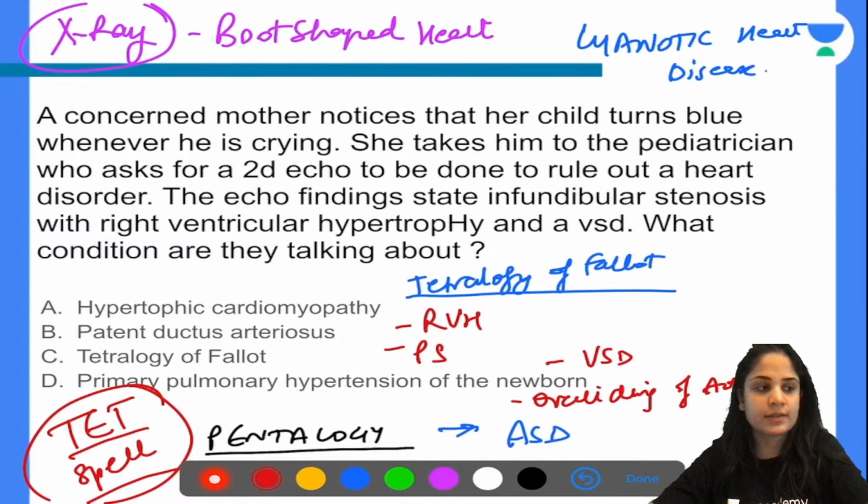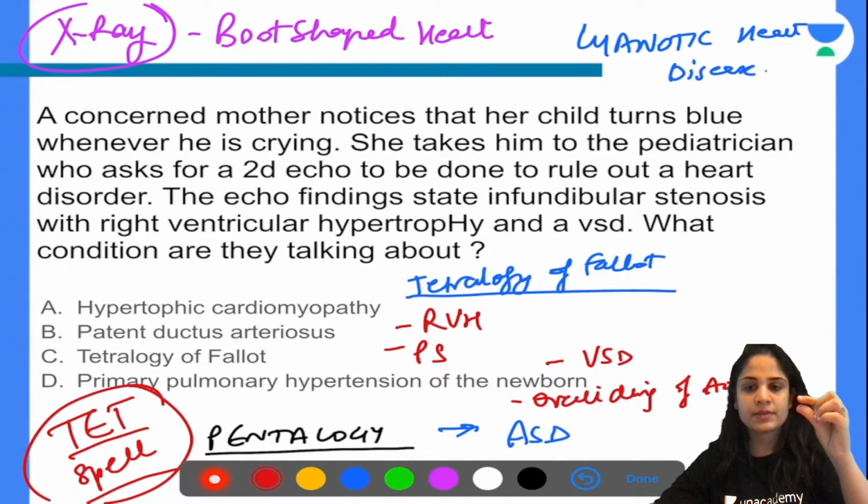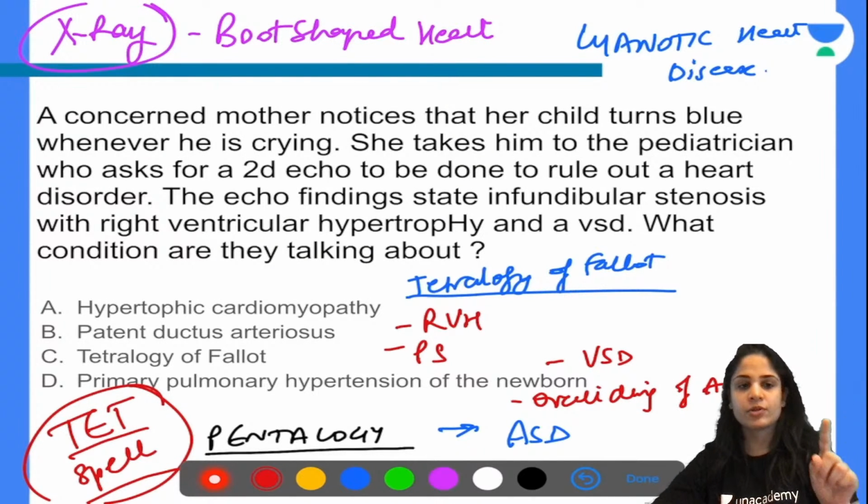Right to left shunt. Okay. So whenever the child starts crying, what will happen as a result? There will be excessive sympathetic activity in the child. Because of the sympathetic activity, the pulmonic stenosis that was there will worsen. When the pulmonic stenosis worsens, there will be movement of blood from the right side of the heart to the left side of the heart. So there will be a right to left shunt, and that will add to the cyanosis. Okay, so that is called a TET spell.